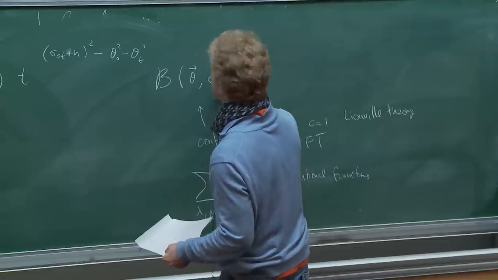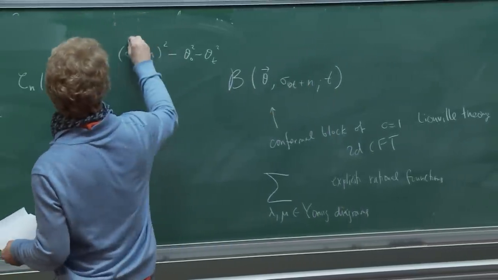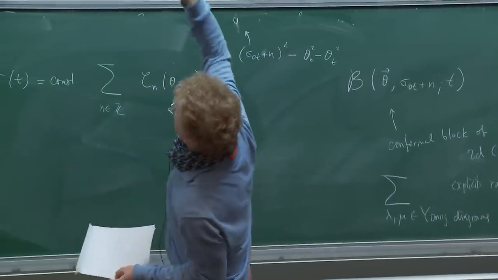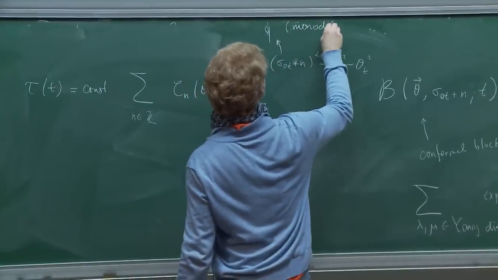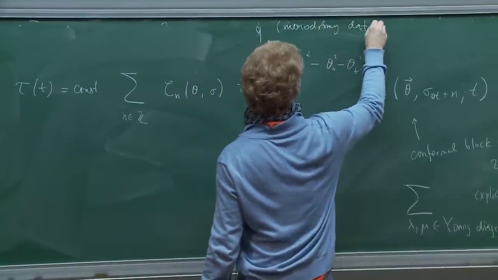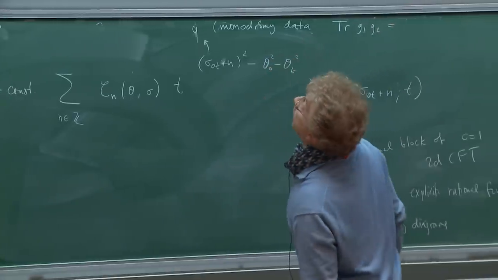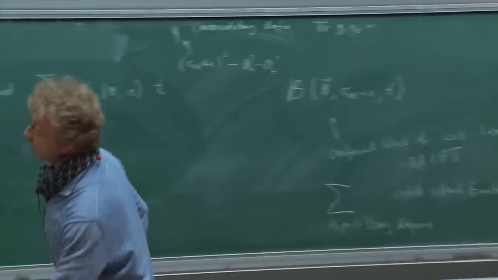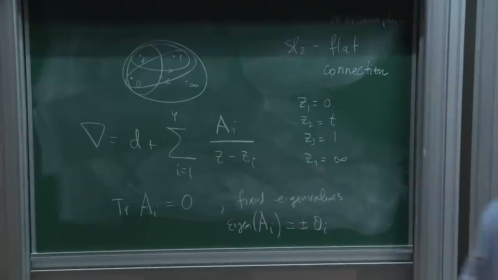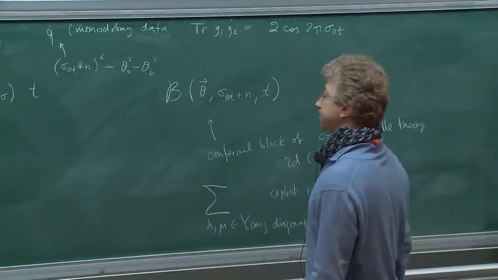Sigma 0t is this additional parameter, which is the monodromy, which is the parameter q in my story about the tau function. So this is the monodromy. Essentially, the trace of g1, g2, so it's a monodromy around the points 0 and t, precisely. It's twice cosine 2 pi sigma 0t.